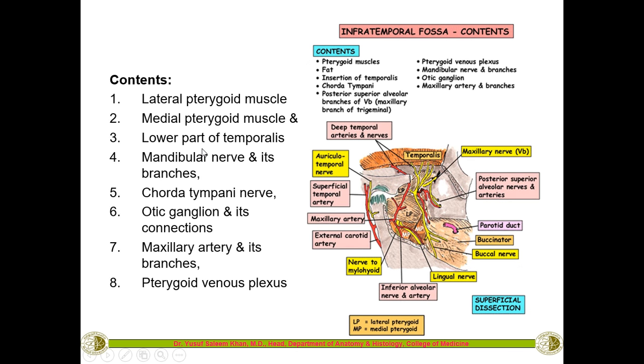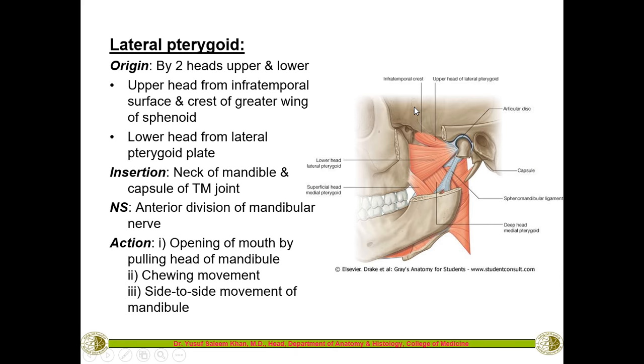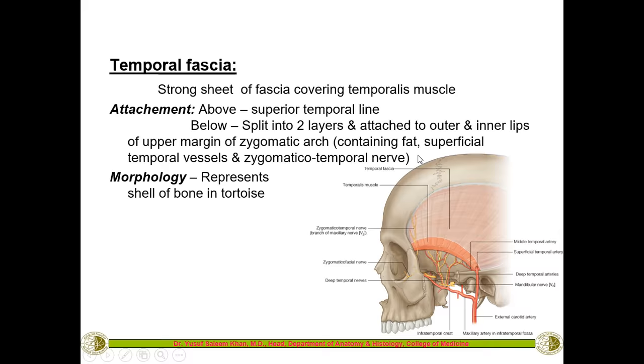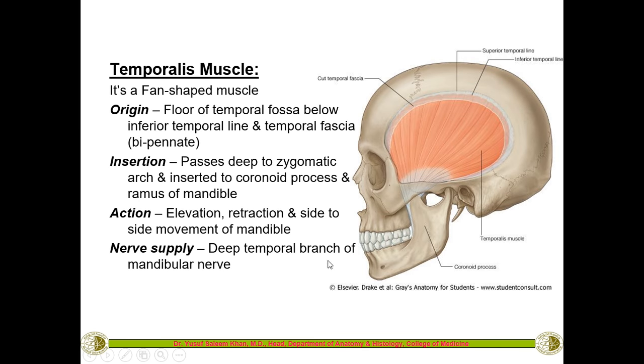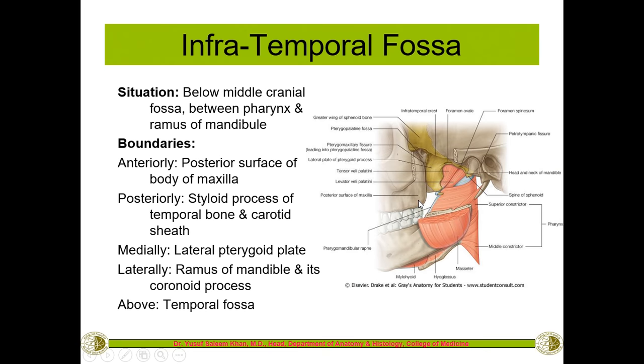Then we have the lower part of the temporalis. We have already seen the temporalis muscle will be coming here up to the coronoid process. So we have already seen this muscle. Okay, so this is the lower part of the temporalis muscle, which is coming to the coronoid process.